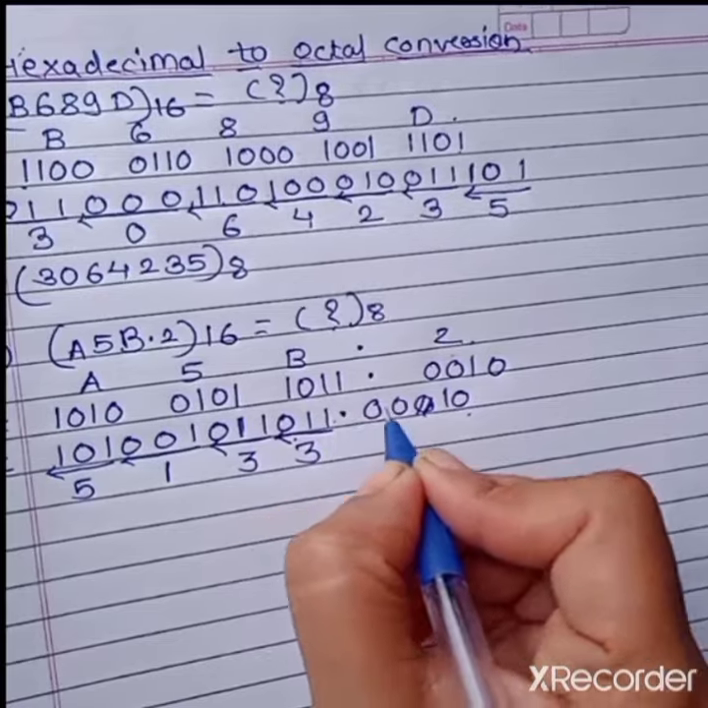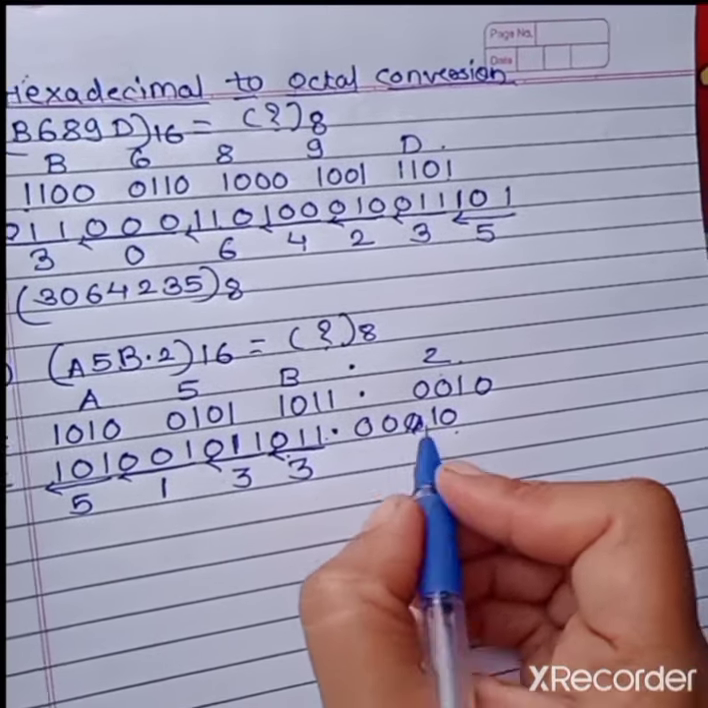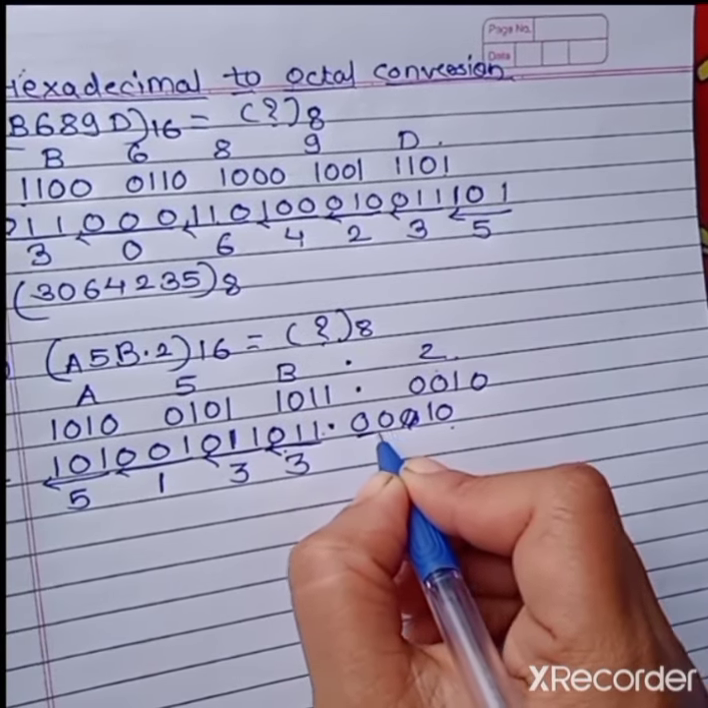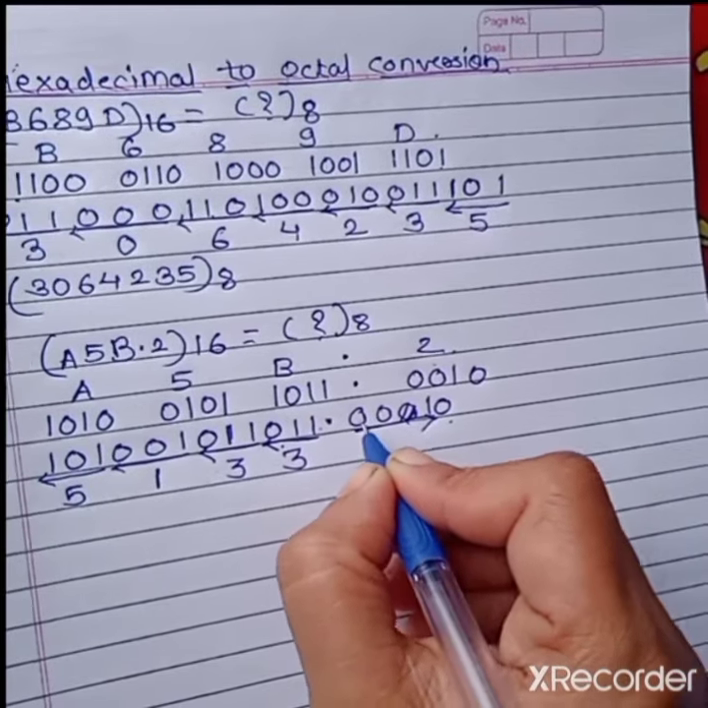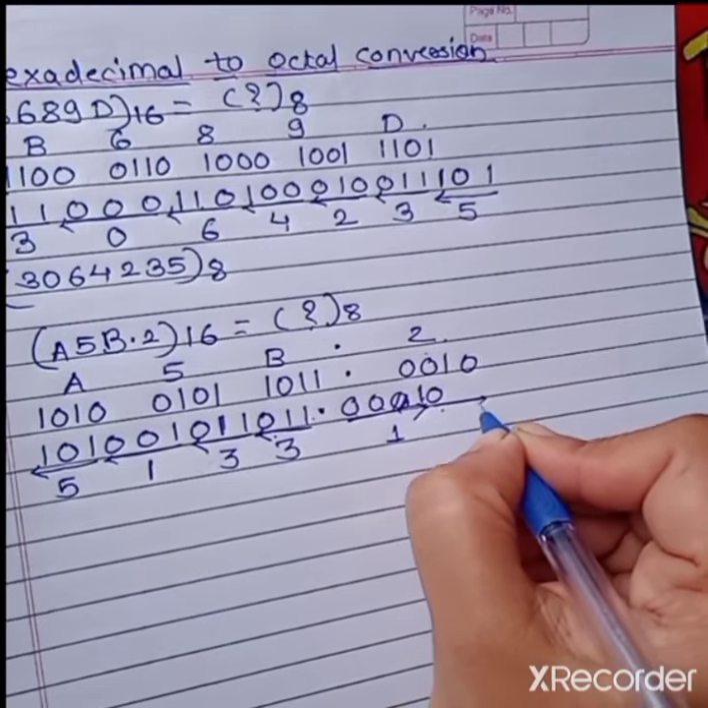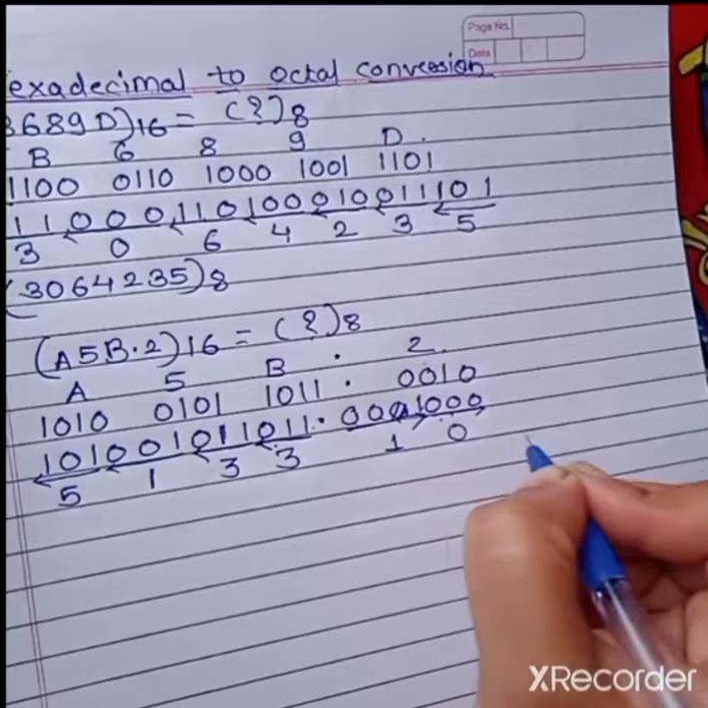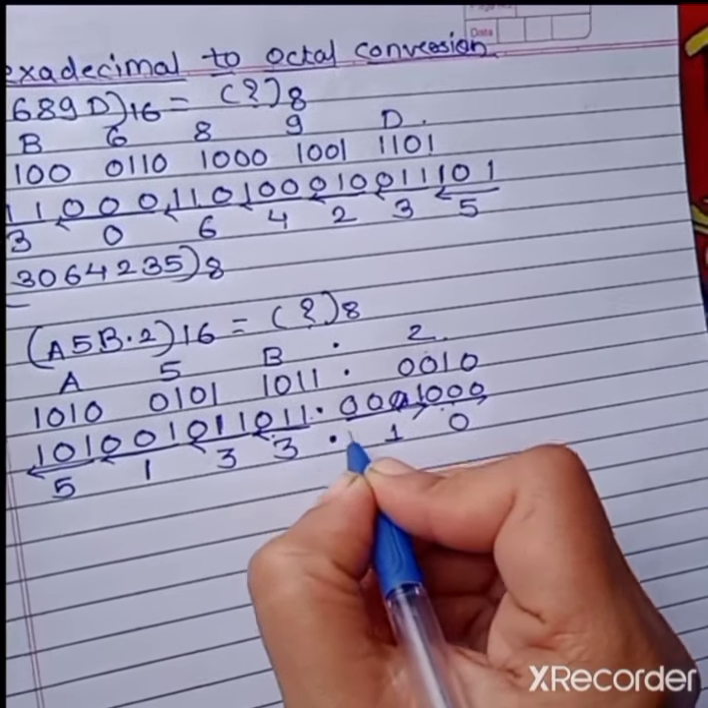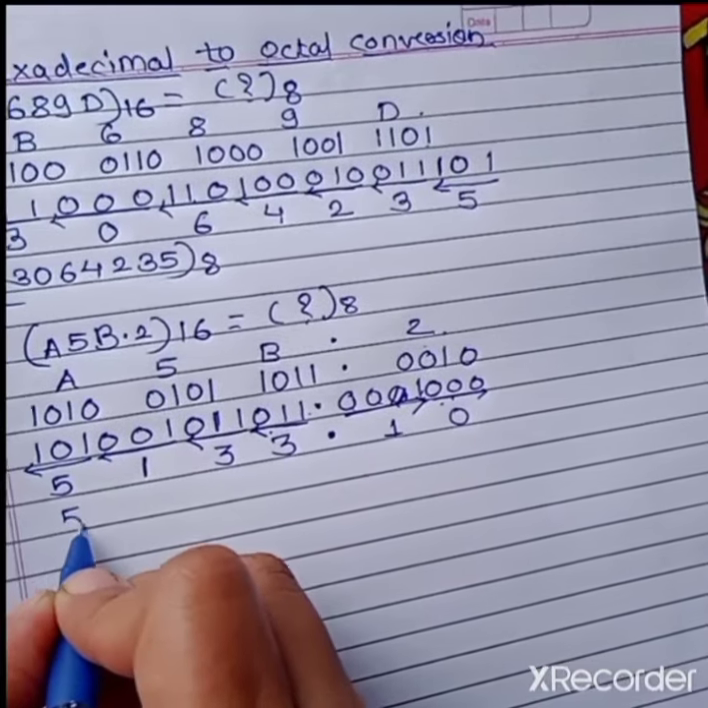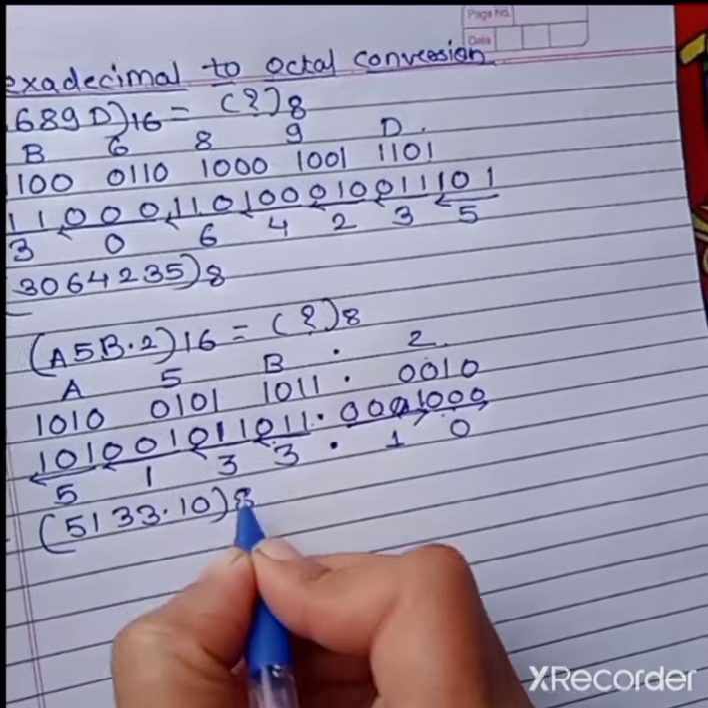Now what is the method of making groups after the decimal point? Go from left to right. So left to right, this is your first group, that is 001, that means 1, and here add 2 zeros to make your complete group. So this is 0. This radix point will remain at its position. So the final answer is 5133.10 to the base 8.